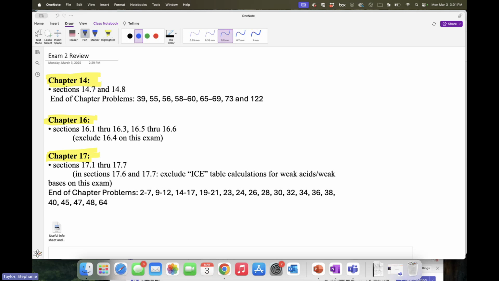So in 14, it's just 2 sections at the very end, and I pulled the end of chapter problems that relate to those sections. Chapter 16, your end of chapter problems are just whatever is listed. I'm just going to say as listed, because even though we do take out one particular section and move it, we actually already did that in the end of chapter problems. So that's actually already noted.